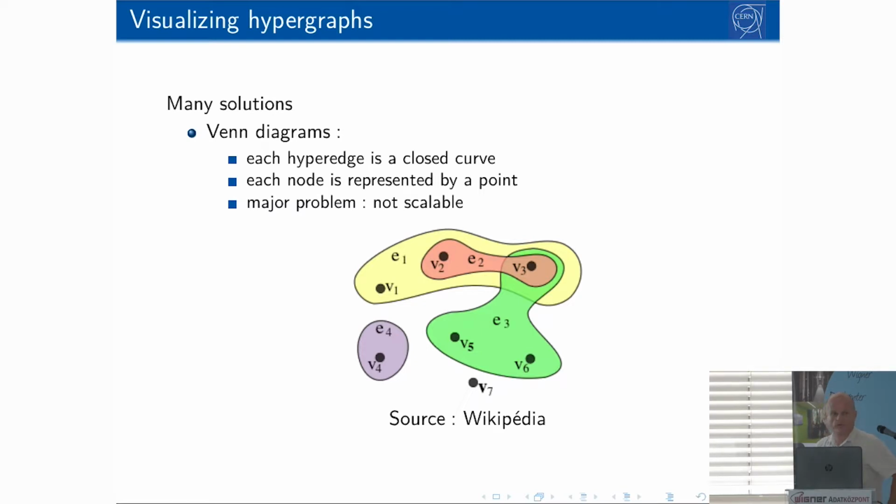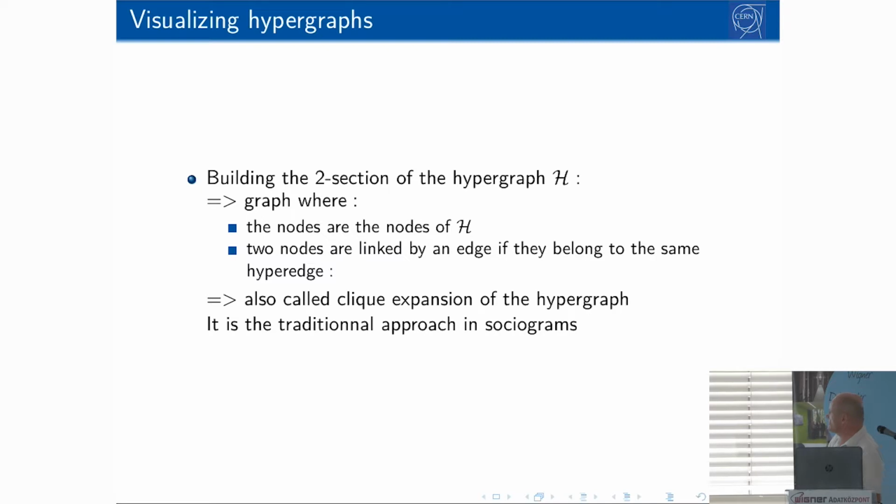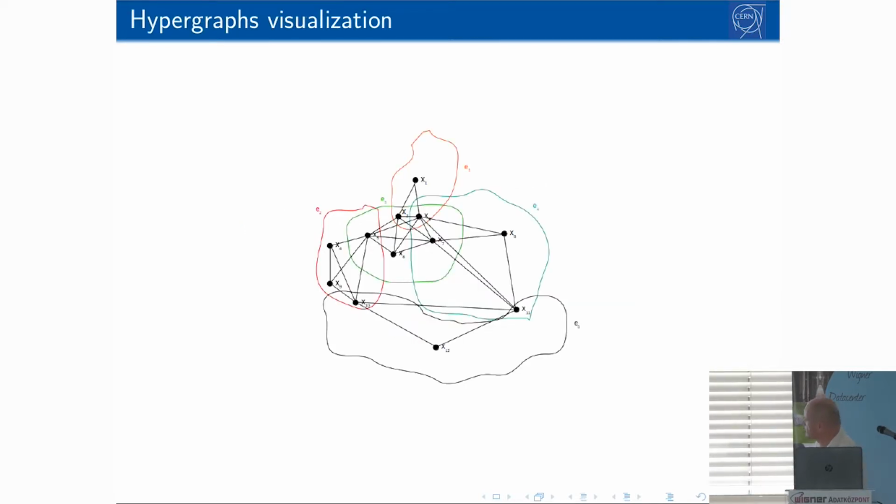So to visualize hypergraphs, there are many solutions. One of them is the traditional set display, called a Venn diagram, but we can also build the two-section of the hypergraph. That means we will have a clique development of each hyperedge. So in this case, we have something like this. Here we have 1, 2, 3, 4, 5 hyperedges, and each time we are making cliques of the nodes inside the hyperedges.